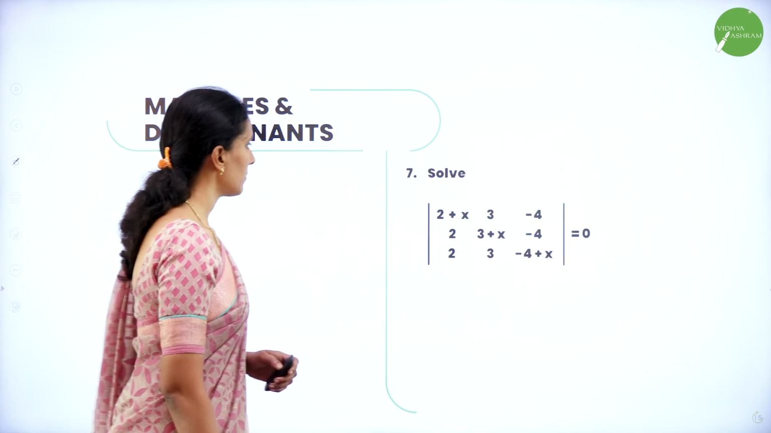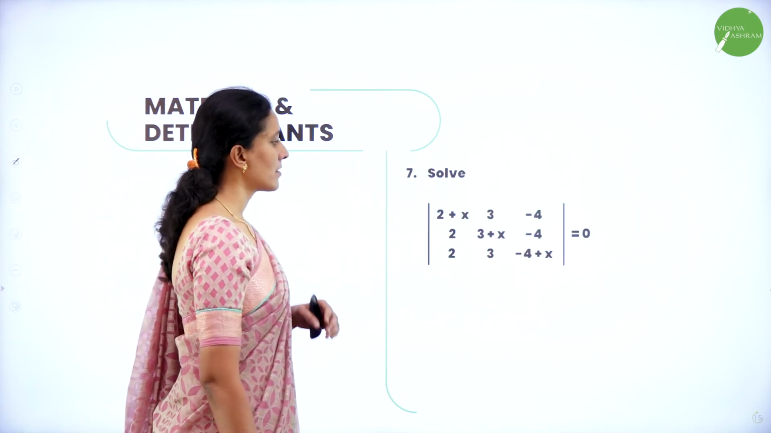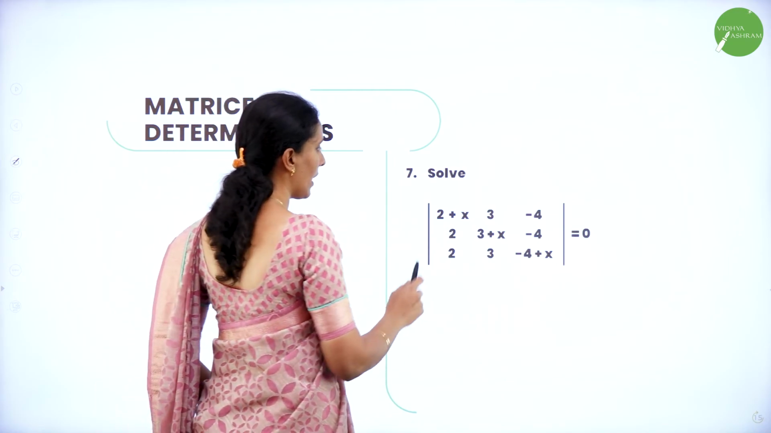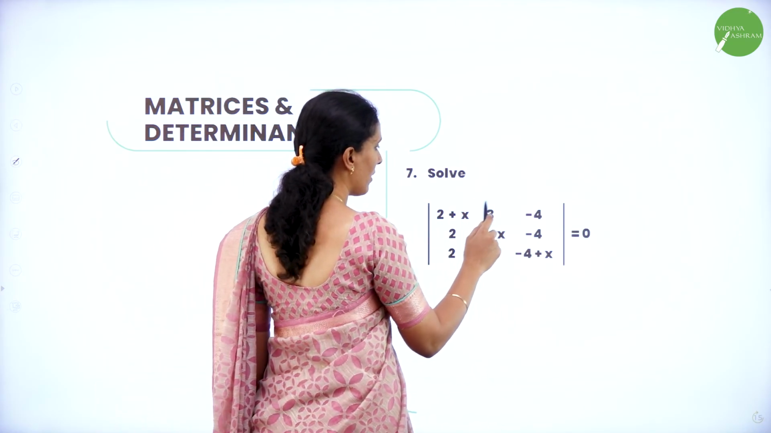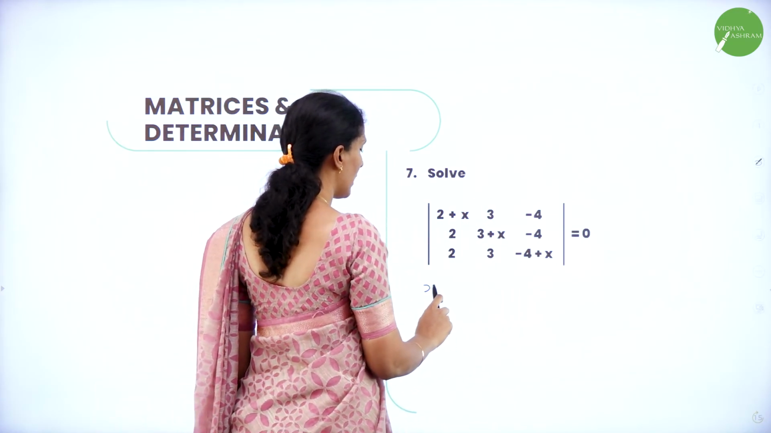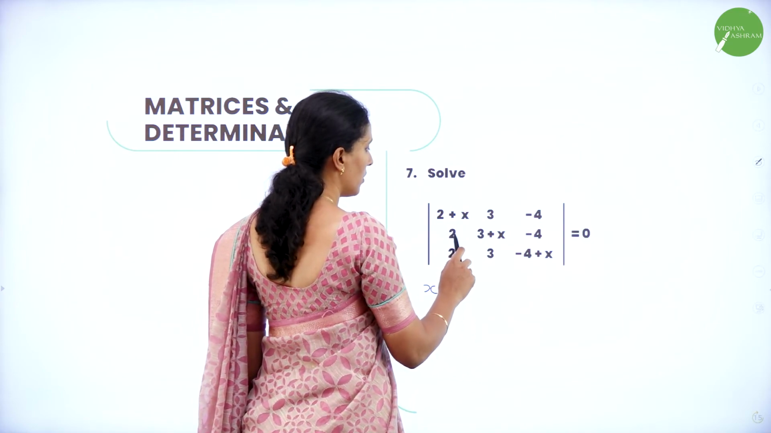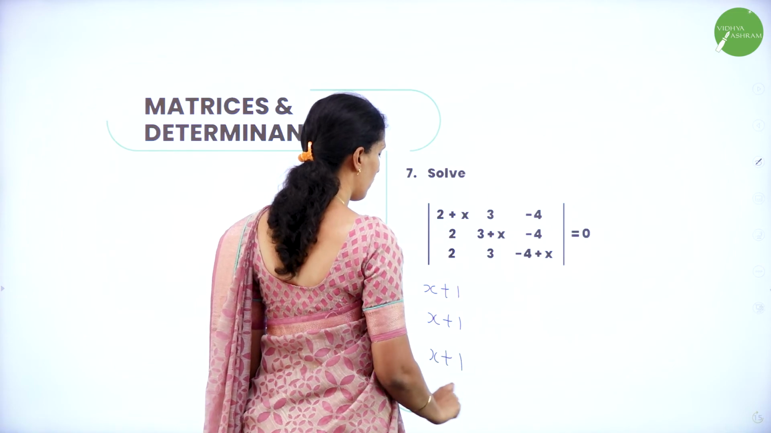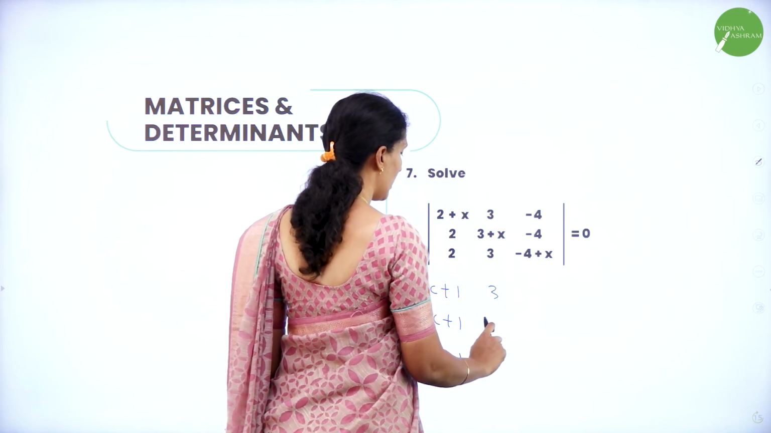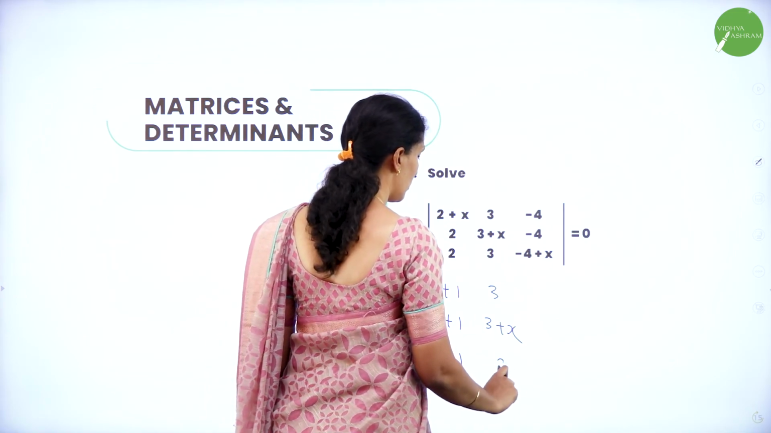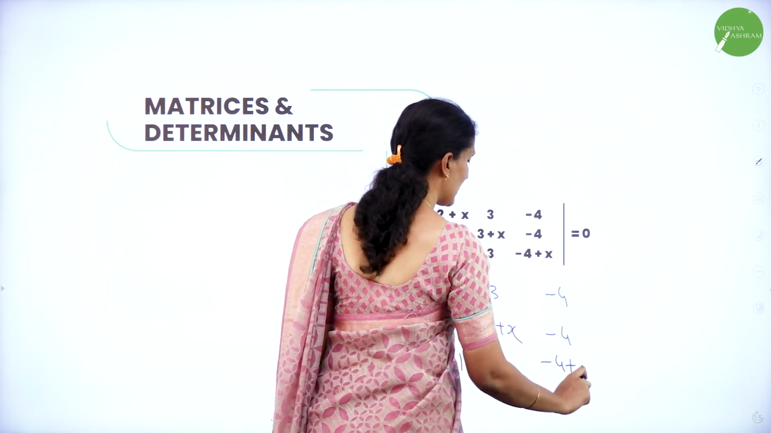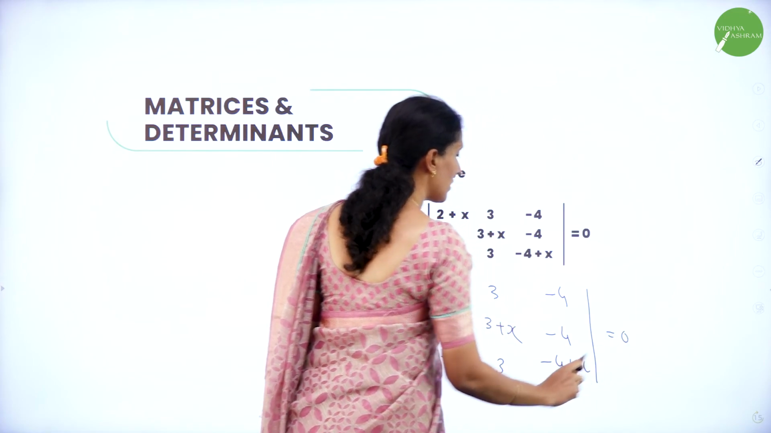Next, 2 plus x, 3, minus 4. The same kind of operation here. Let me add: 2 plus 3 is 5, 5 minus 4 is 1. So x plus 1. Next, x plus 1, x plus 1. So we have 3, 3 plus x, 3; minus 4, minus 4, minus 4 plus x is equal to 0.